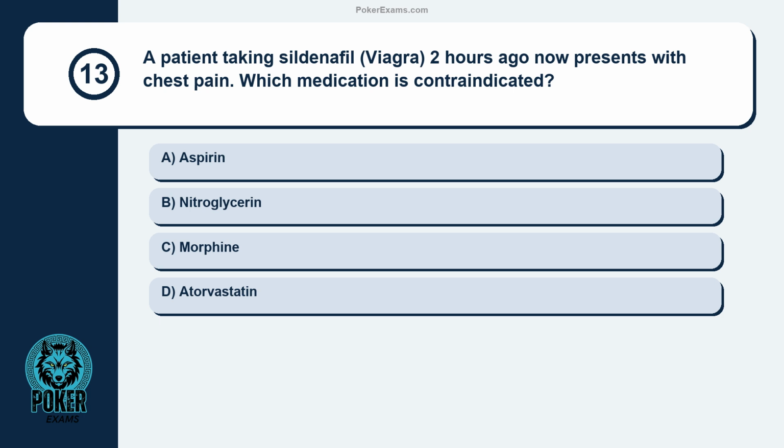Question 13. A patient taking sildenafil, Viagra, 2 hours ago now presents with chest pain. Which medication is contraindicated? Aspirin, nitroglycerin, morphine, atorvastatin.